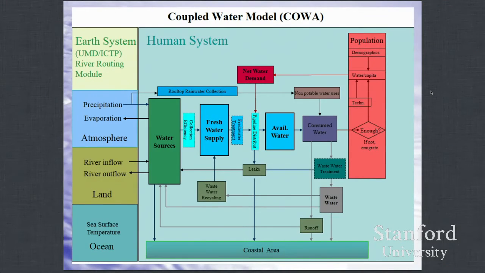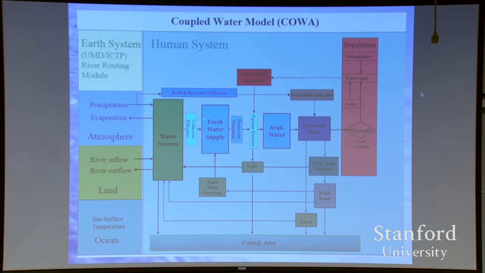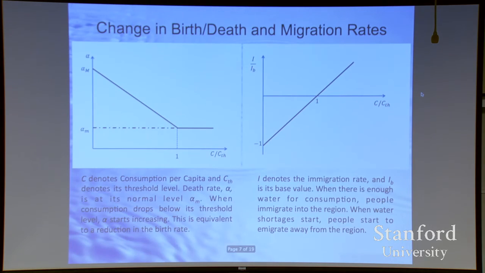So this is sort of like a schematic of this COWA, and again shows all those variables, all the connection and the flow in the system. On this side, you see the Earth system, UMD ICTP Earth system, the land and river routing model, and over here we have the population with all these connections. So this is how we assume again that the population growth rates change.